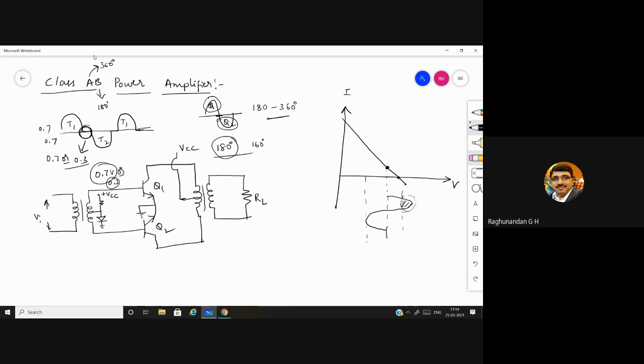Okay, that is about this class AB power amplifier. In class AB power amplifier, you don't have any derivations for your syllabus. We just need to explain the class AB amplifier. There are different types of circuit in class AB amplifier. Each of them is used to improve the efficiency in each of the cases. So let us see the next one.